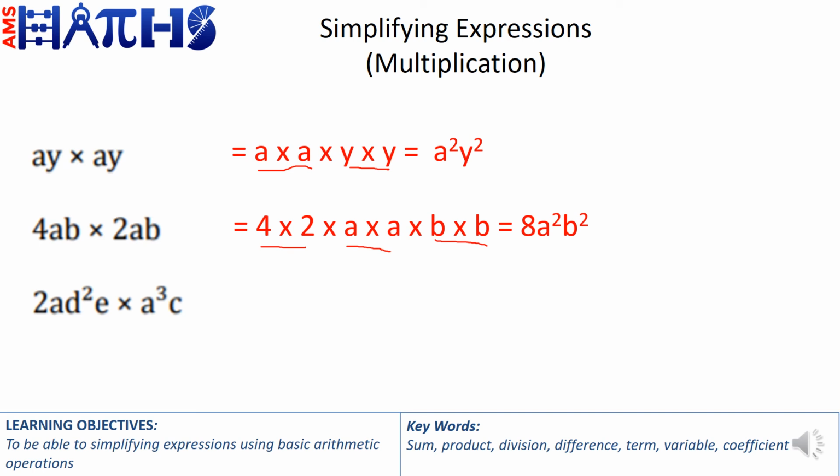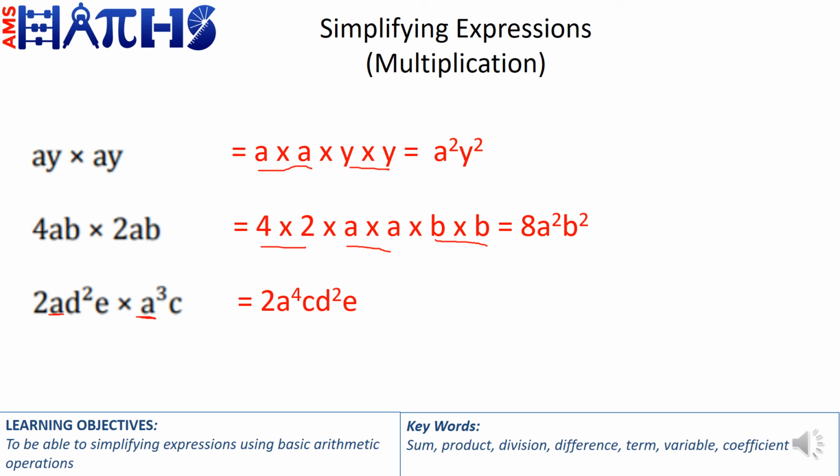And our final example on this slide is to multiply 2ad squared e times a cubed c. And so for this solution, we would have only 2 in our question. So no number to be multiplied by besides 1. So it's just 2 times 1. It's 2. We have 1a here. Then we'd have 3 a's here. That would multiply with that a. So we get a to the power of 4, if you were to write it out.